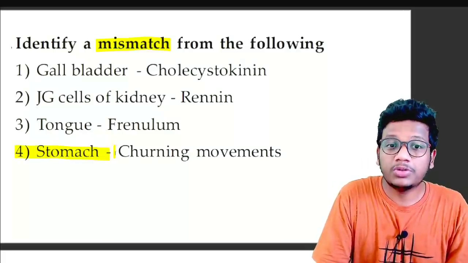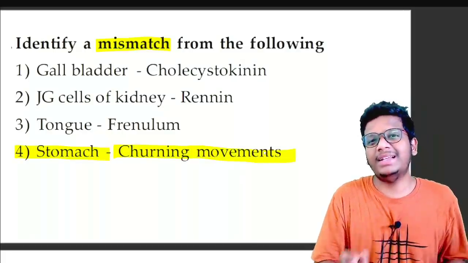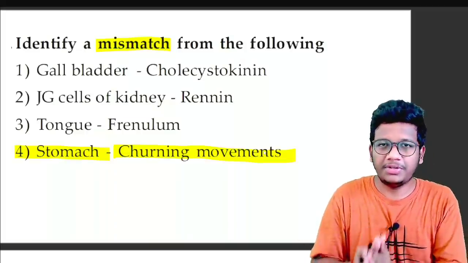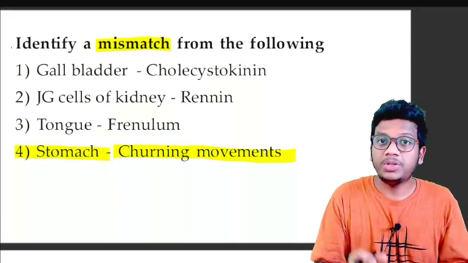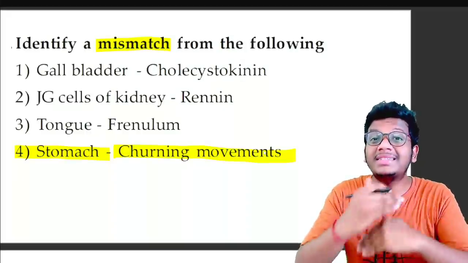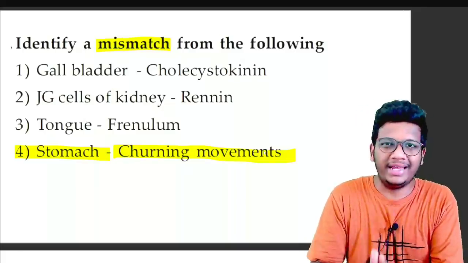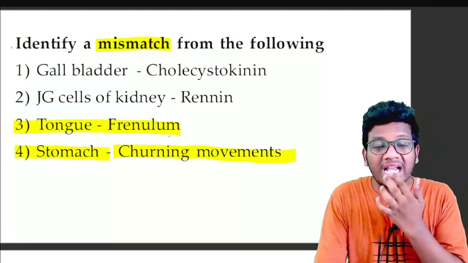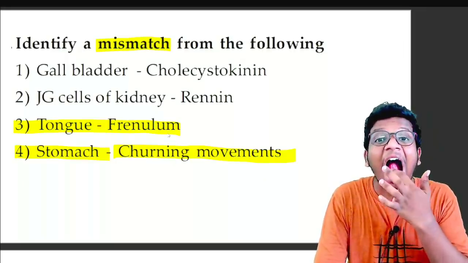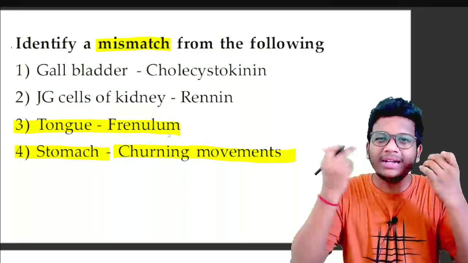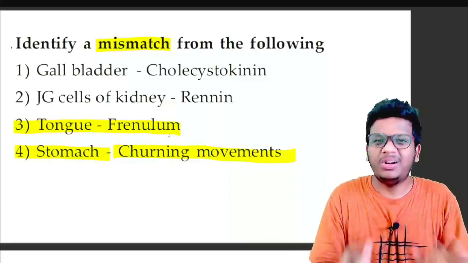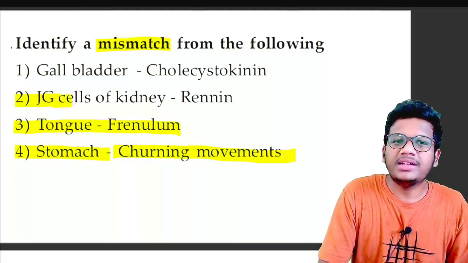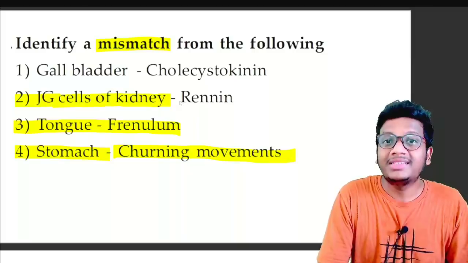In the stomach, what movements are there? Churning movements, they say, which is exactly correct. And in the esophagus there is peristalsis, and after that in the small intestine also peristalsis will be there. So churning movements of the stomach are very important for mixing food with the acidic content. So it's very important for digestion. Now go for the third option, tongue. The tongue has a frenulum. The tongue is attached to the floor of the mouth with the help of the frenulum. It's very important. Okay, now go for option 2, JG cells of the kidney, juxtaglomerular cells of the kidney, secretes renin.